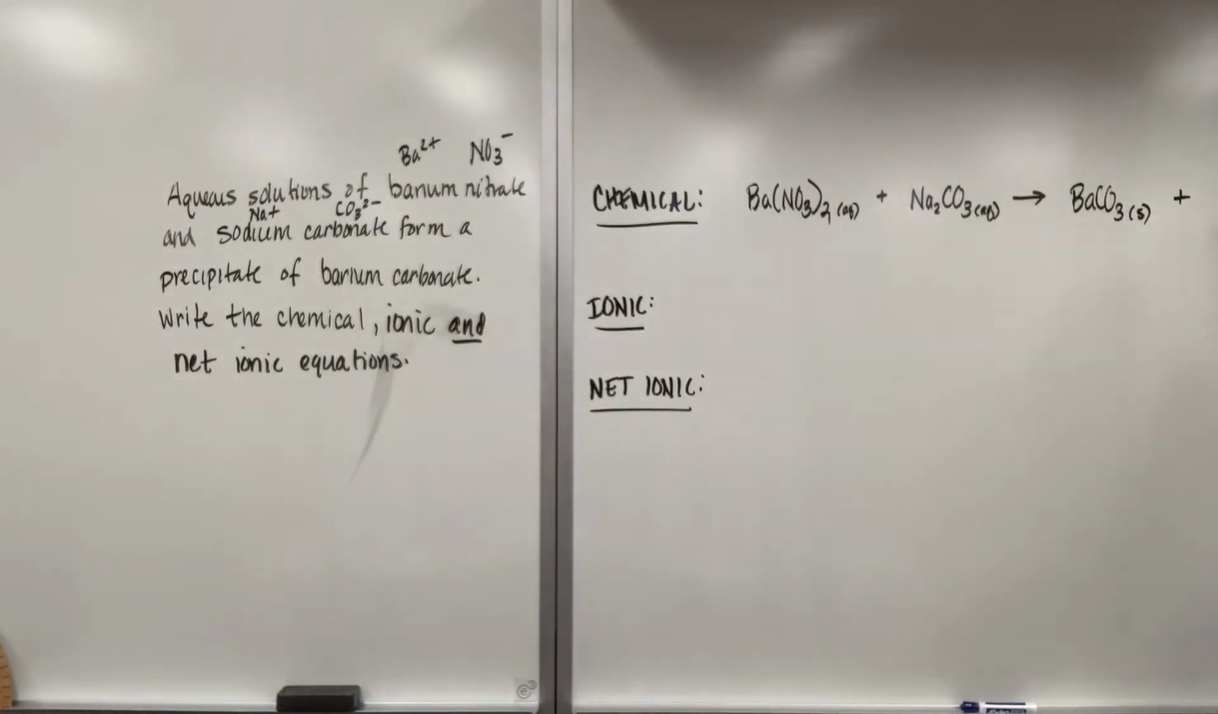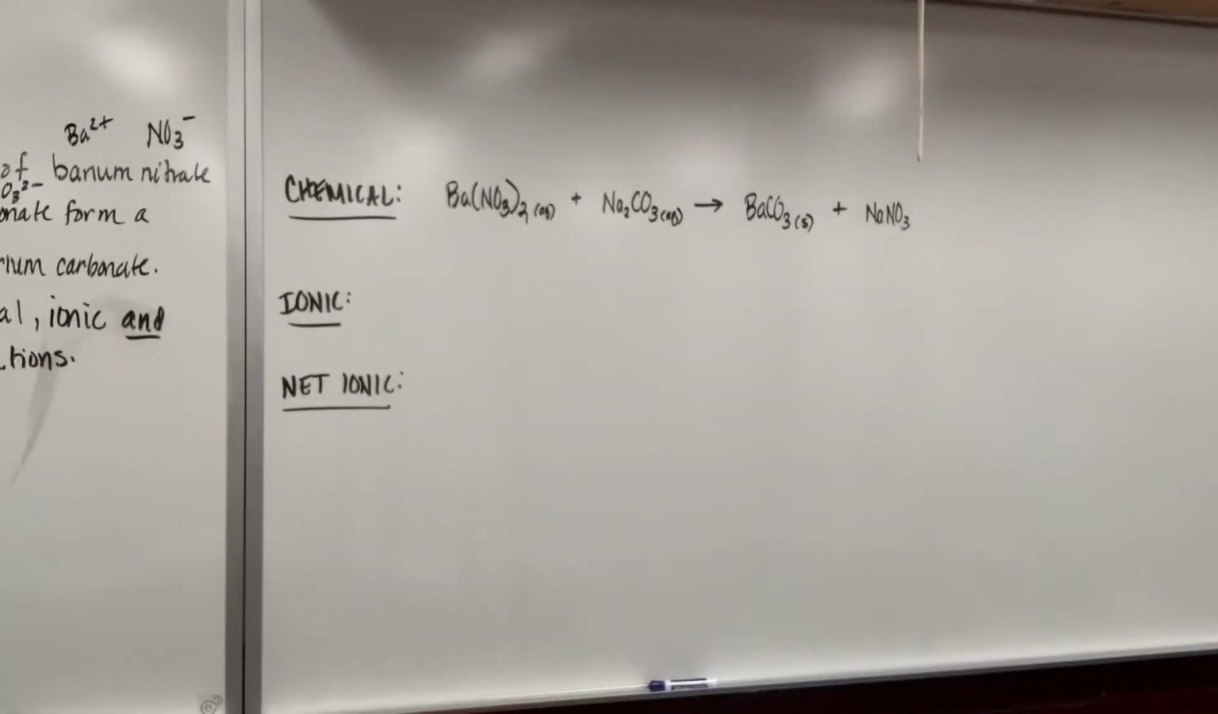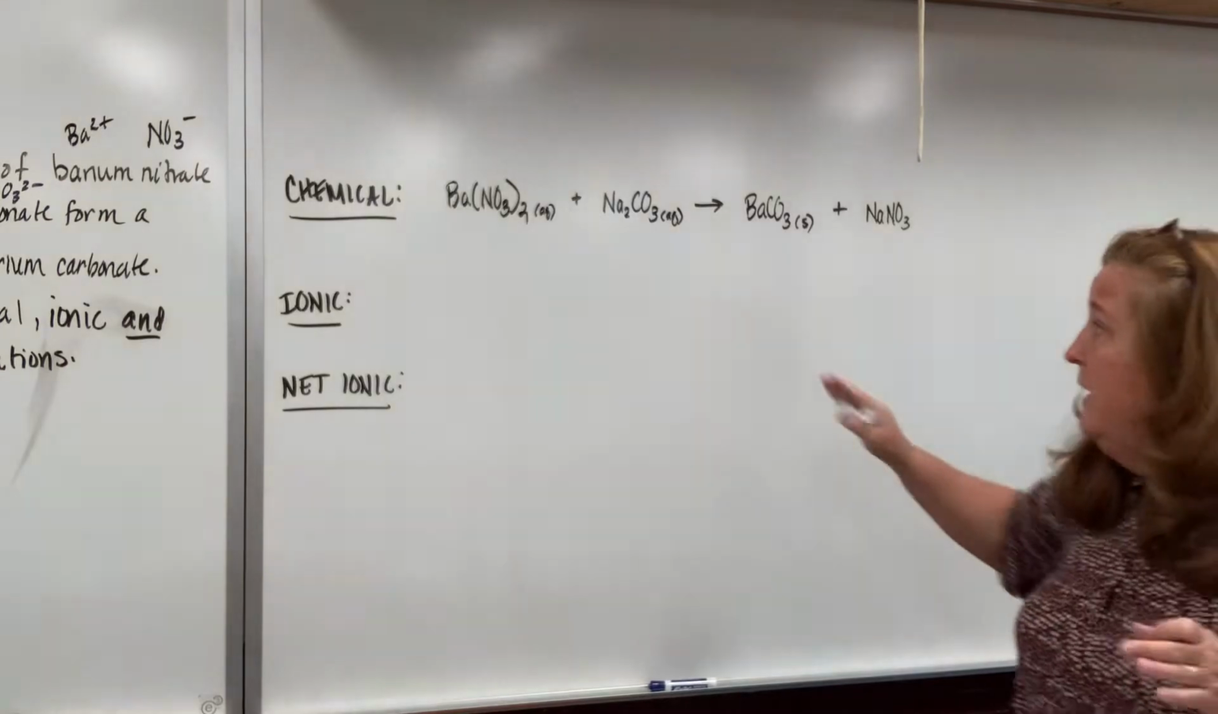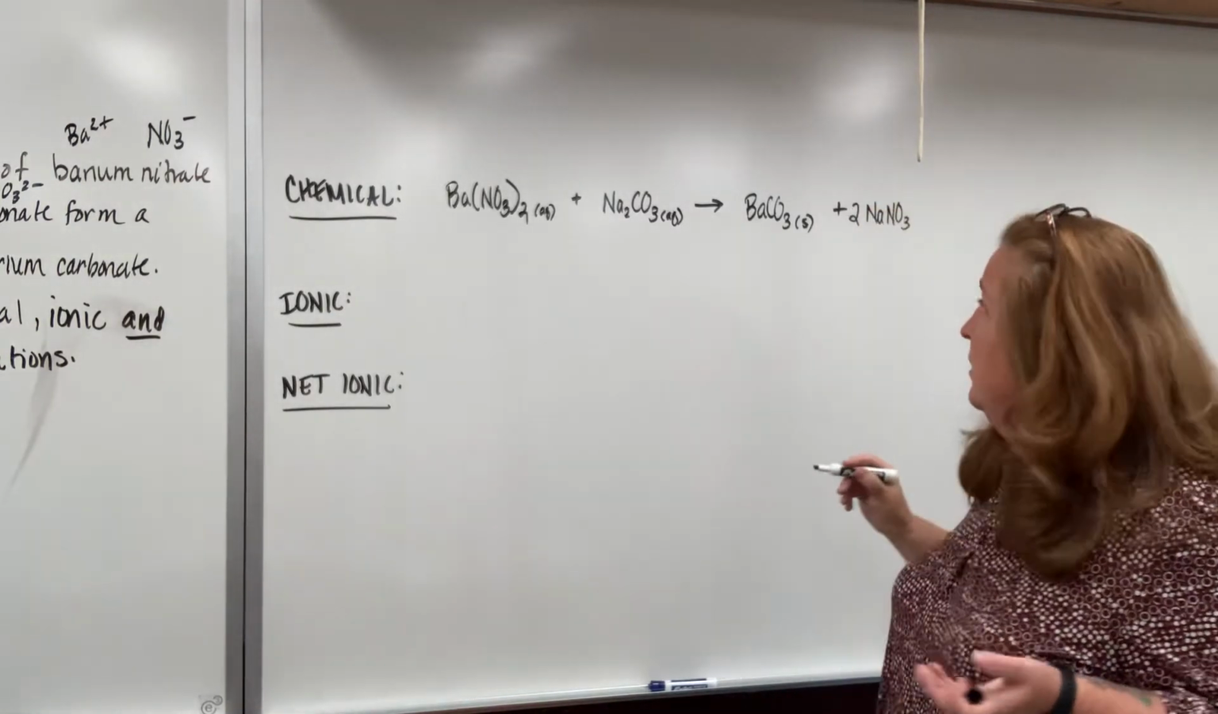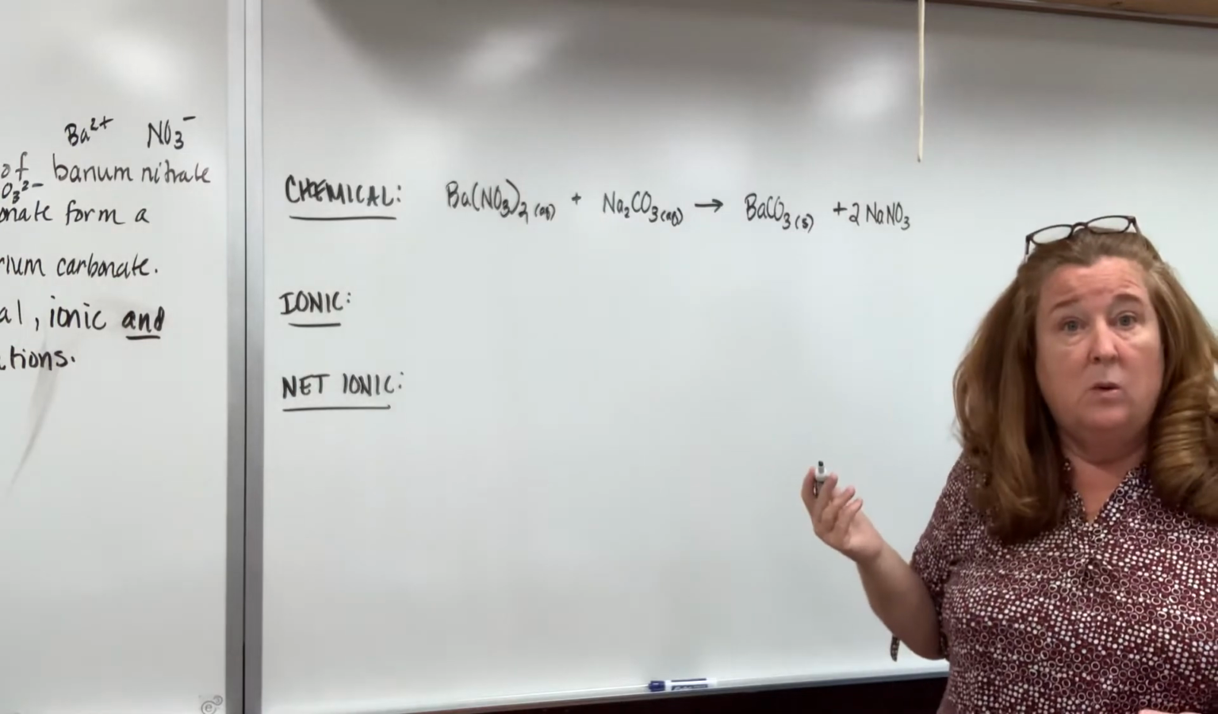So it's when the sodium goes with the nitrate. Remember, positives go with negatives. And it's not balanced, so I need to do that. I think I need to move the camera at this point. High production value here. Okay, so I need to balance it. Remember, polyatomic ions stay together. Nitrate, nitrate, I need a 2 there, and I think that's good. So that's the balanced chemical equation.